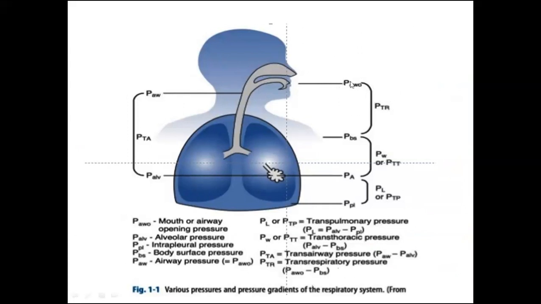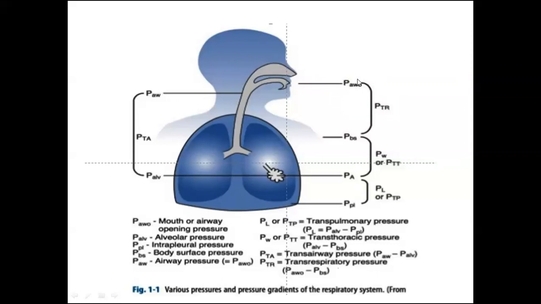Trans airway pressure is only the pressure needed to overcome the resistance. But PIP is to overcome both forces, trans airway plus alveolar. So it is also equivalent to opening pressure, airway PAWO.